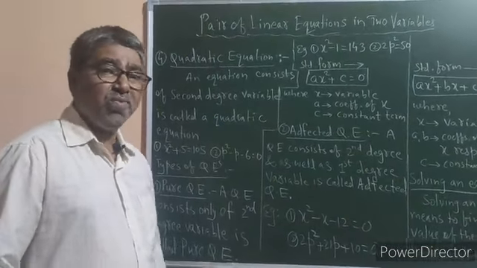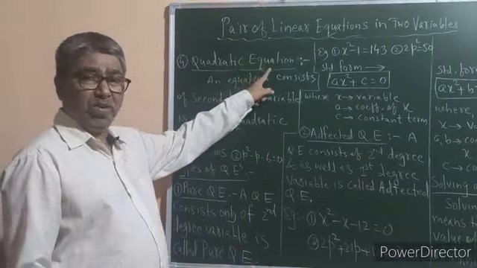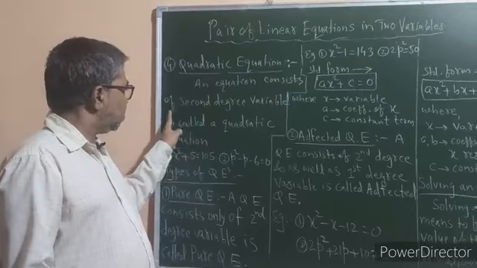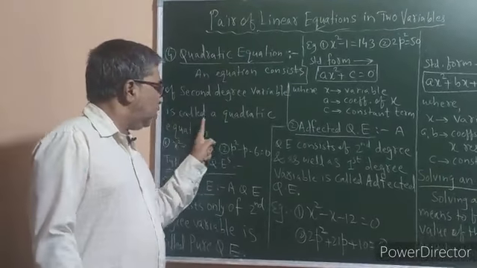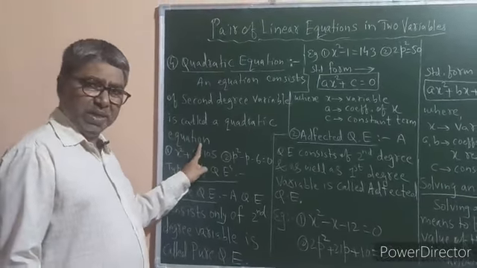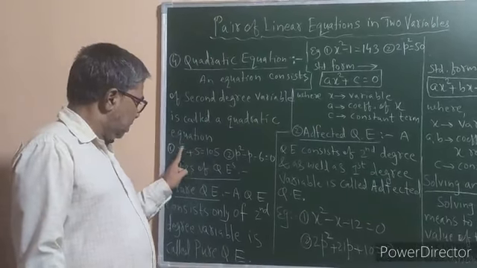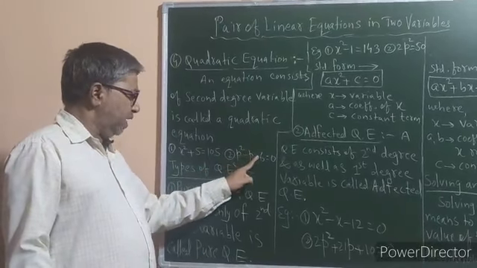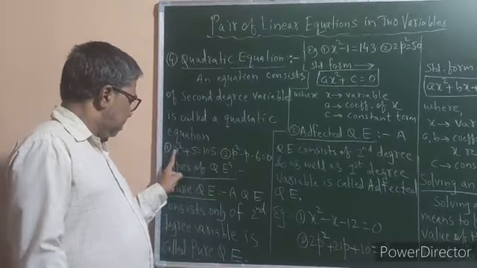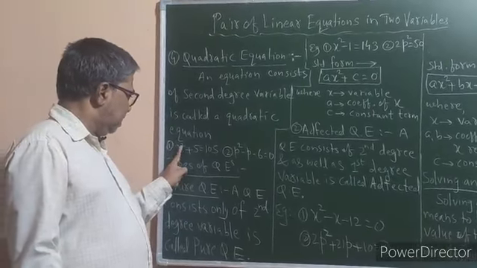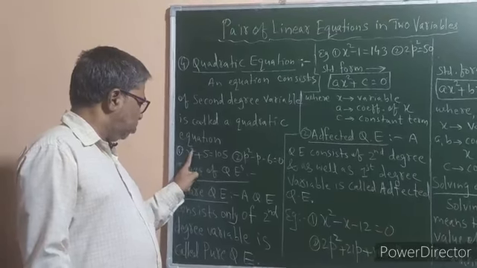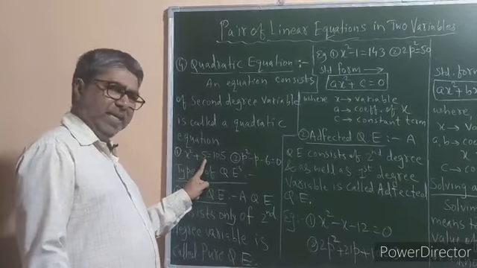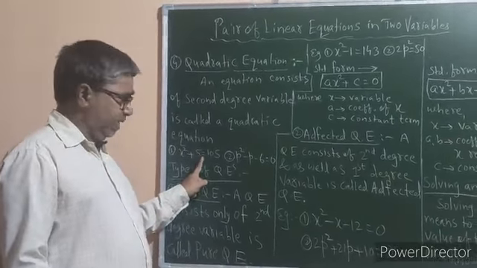The fourth type of equation is the quadratic equation. The definition: an equation consisting of a second degree variable is called a quadratic equation. For example, x square plus 5 is equal to 105, p square minus p minus 6 is equal to 0. In the first example, the degree of the variable is 2 here, therefore it is called a quadratic equation. It is an example of a quadratic equation.